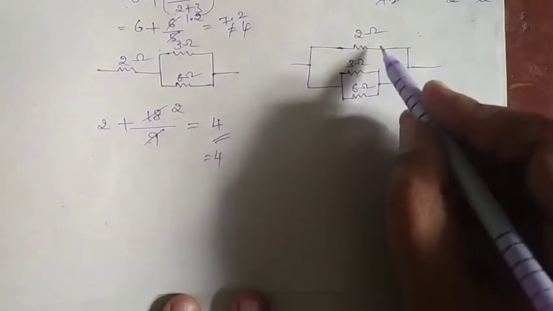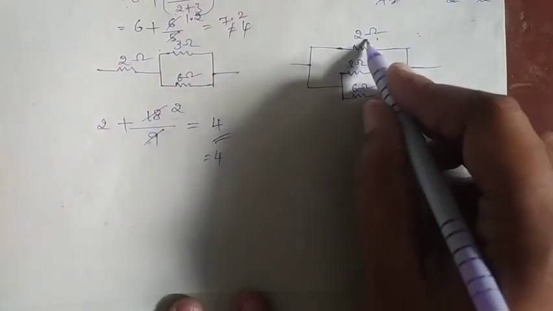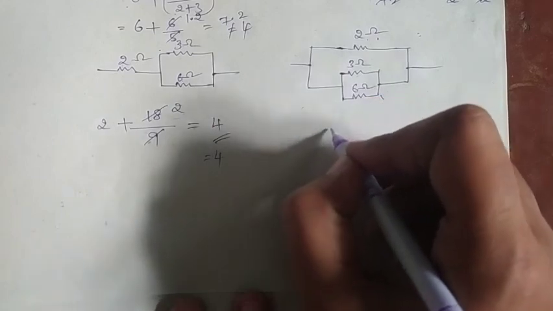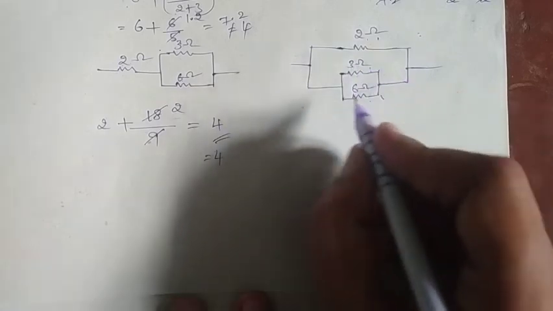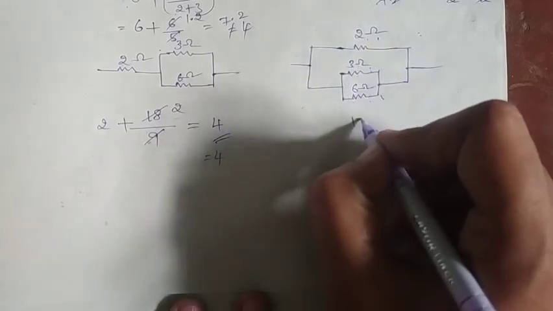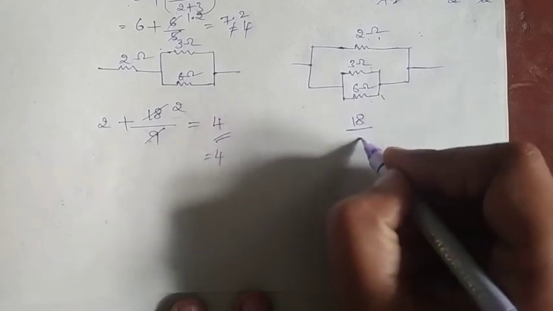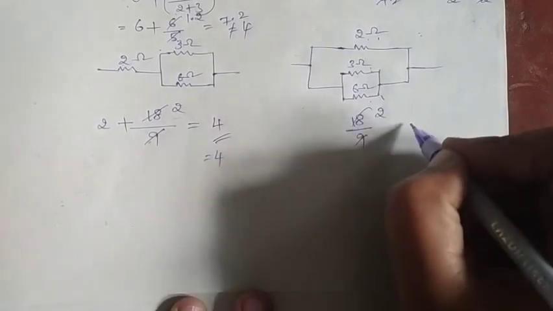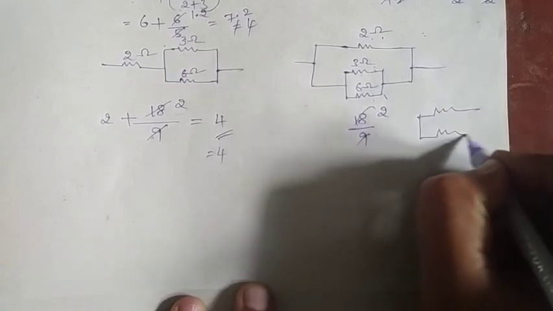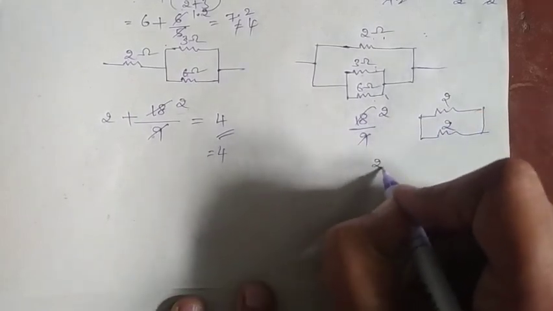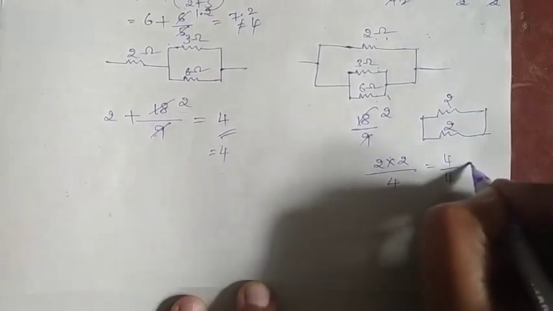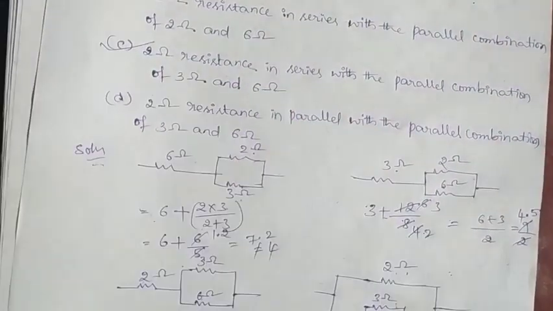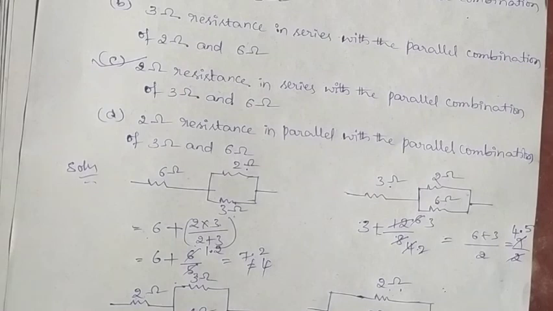We have to solve option D also. Here 2 ohm, and these two in combination are 6 and 3. 6 into 3 is 18 divided by 9, that will be 2. 2 ohm is in parallel with 2 ohm again. 2 into 2 is 4 divided by 2 plus 2, which is 4. 4 divided by 4 will be 1 ohm. Option will be option C: 2 ohm resistance is in series with parallel combination of 3 ohm and 6 ohm.